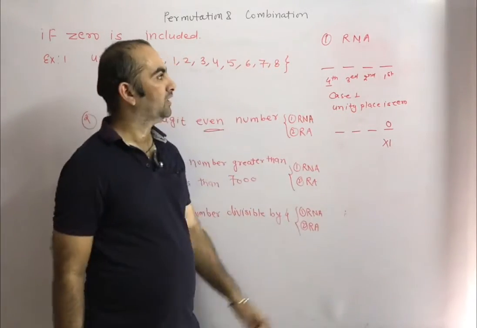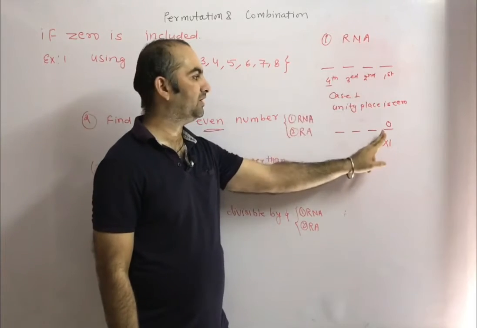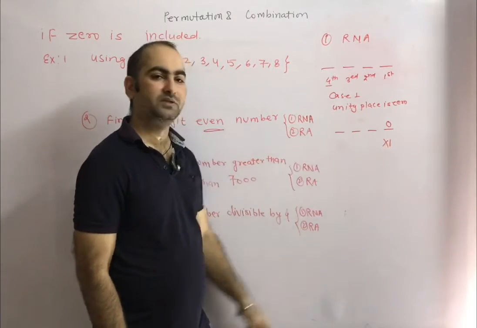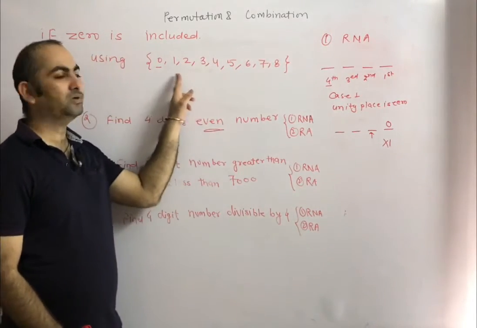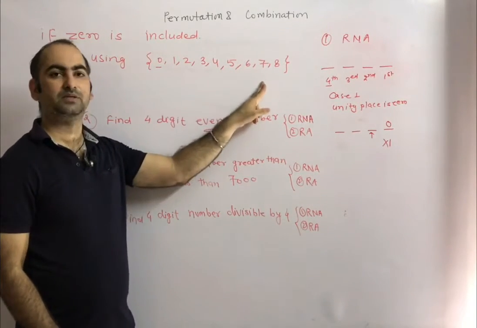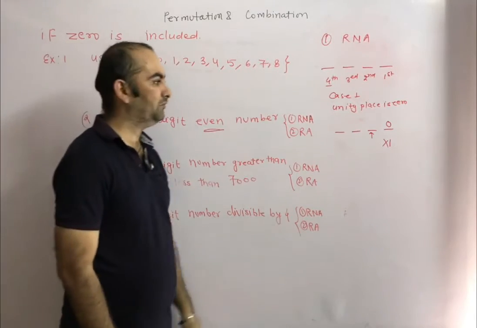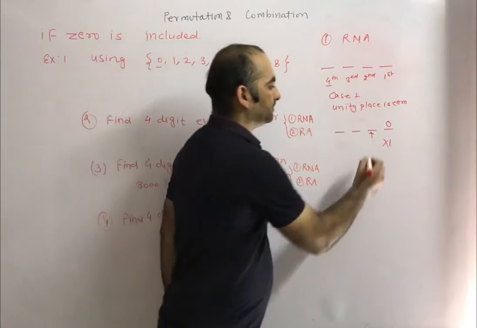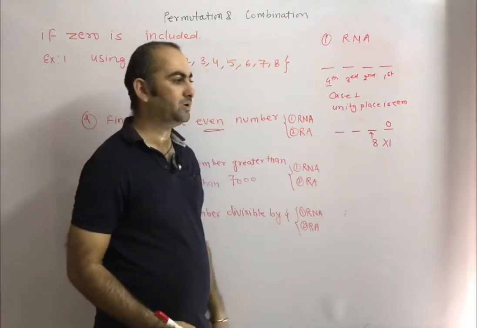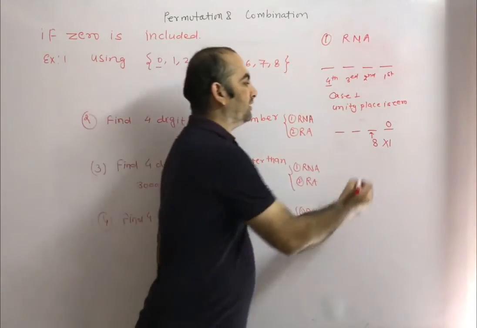Now, given is what? Repetition not allowed. That means we can't repeat 0. So if you want to fill second place, except 0 we can put any numbers. So how many numbers are remaining? 8 numbers. Out of 8 numbers we can put any one number here. So for filling second place, how many choices do we have? 8 choices. Is the task over? No, because we have to fill the other 2 places also. So what will come? Multiplication.